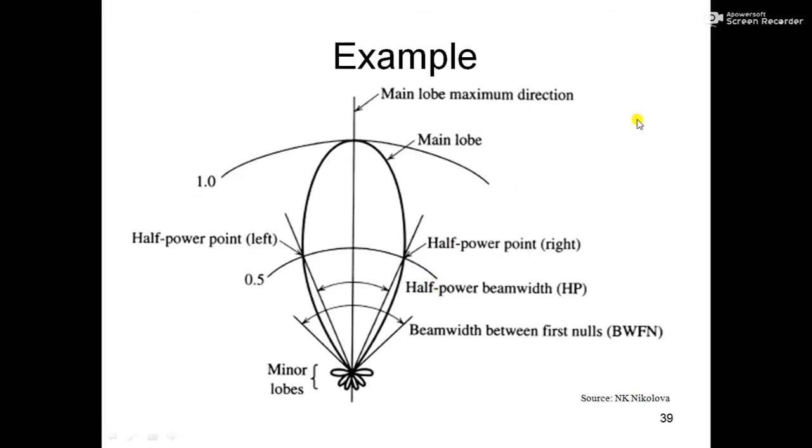This is another picture which shows the half power beam width and first null beam width, and in this case we can see that this is almost double. This angle is almost half of this angle. In a 3D form you can see this. This is the main lobe, this is the half power point, and this is shown in absolute terms, not in dB terms. That's why it is 0.1 and 0.5. If it is in dB terms, then it is 0 and minus 3. So there are various ways of representing these things.